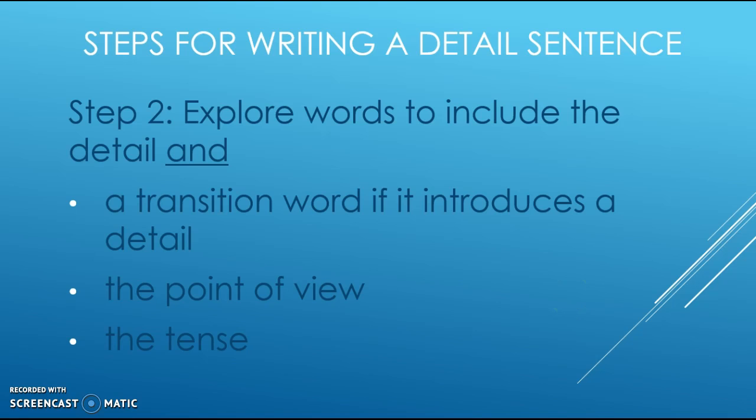The words that you will use for the sentence must include the transition you had planned for the sentence, so that's the one from the diagram that you already wrote out. The words must also include the detail that is related to the topic, and the point of view and tense of the sentence must match the point of view and tense of the other sentences in the paragraph.